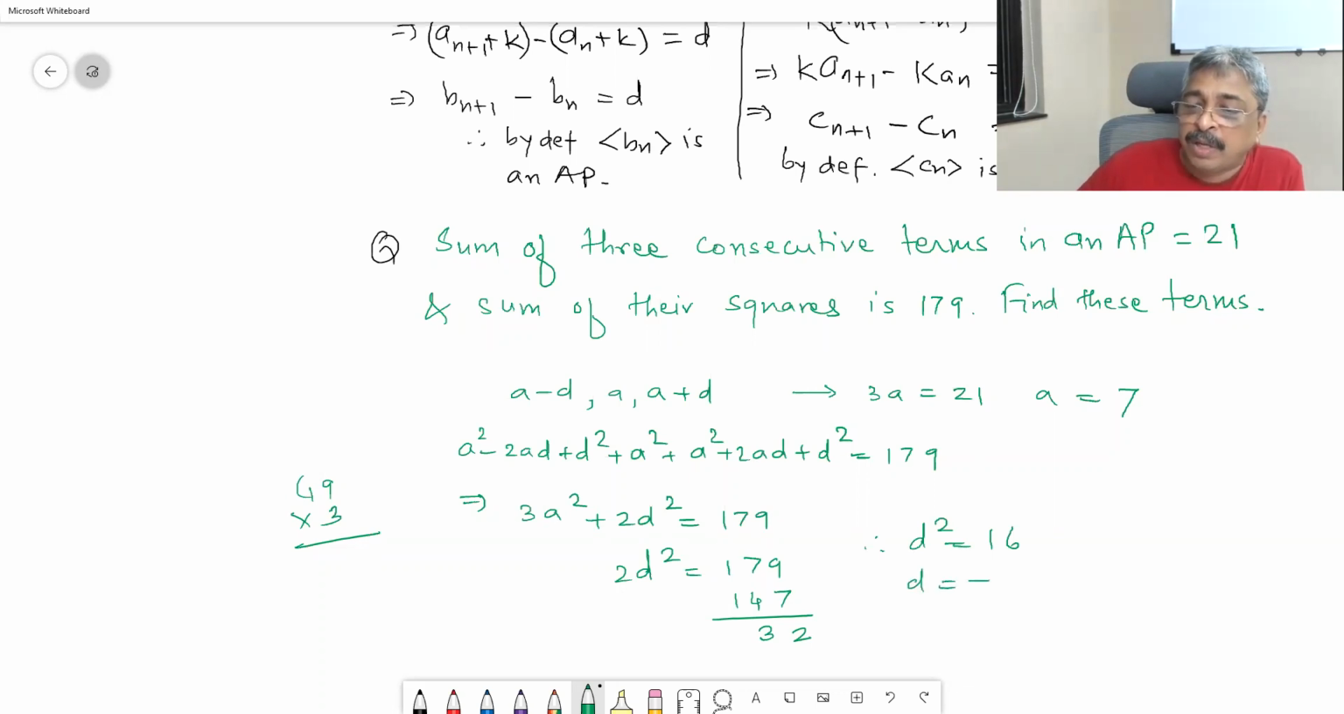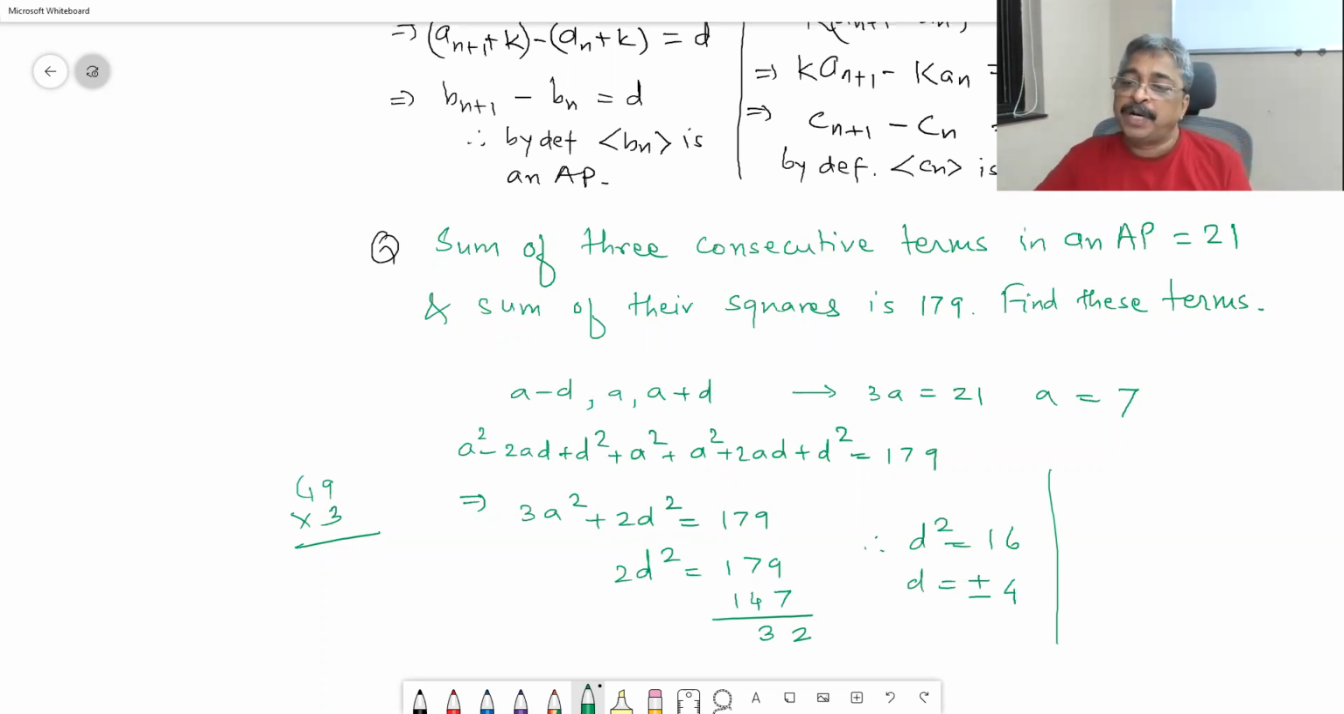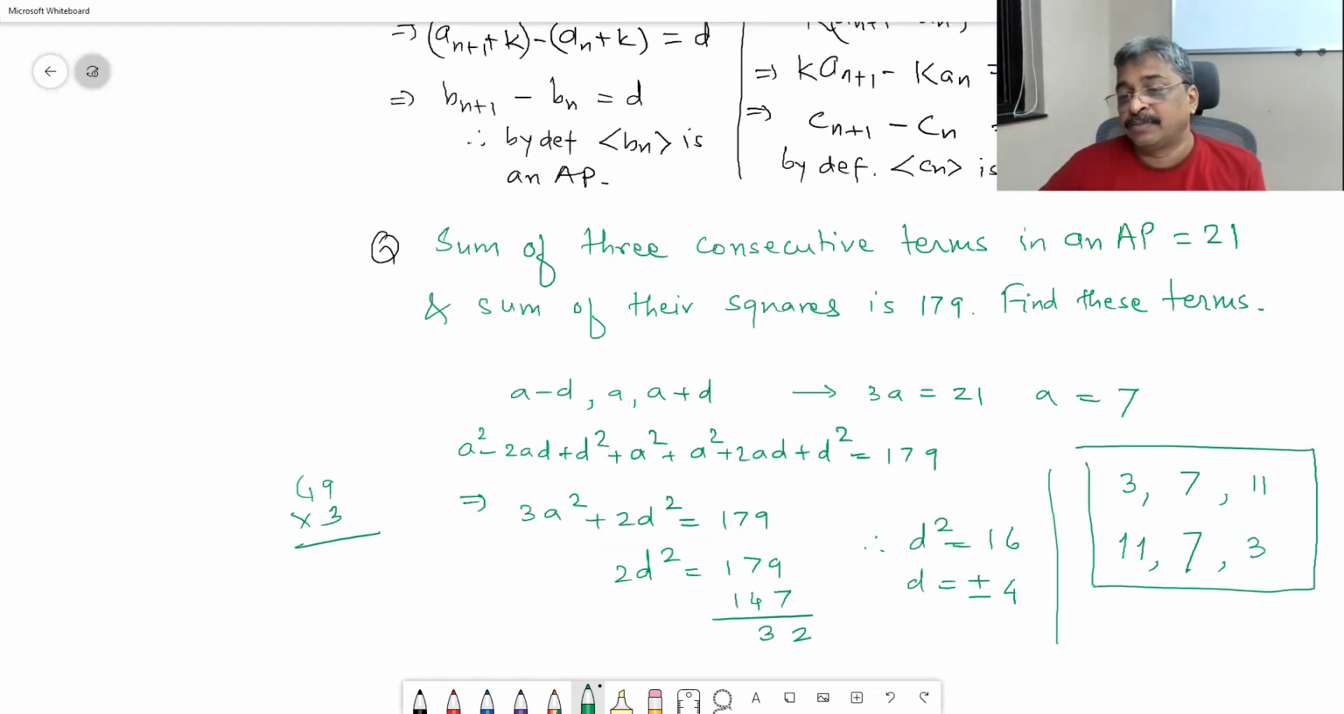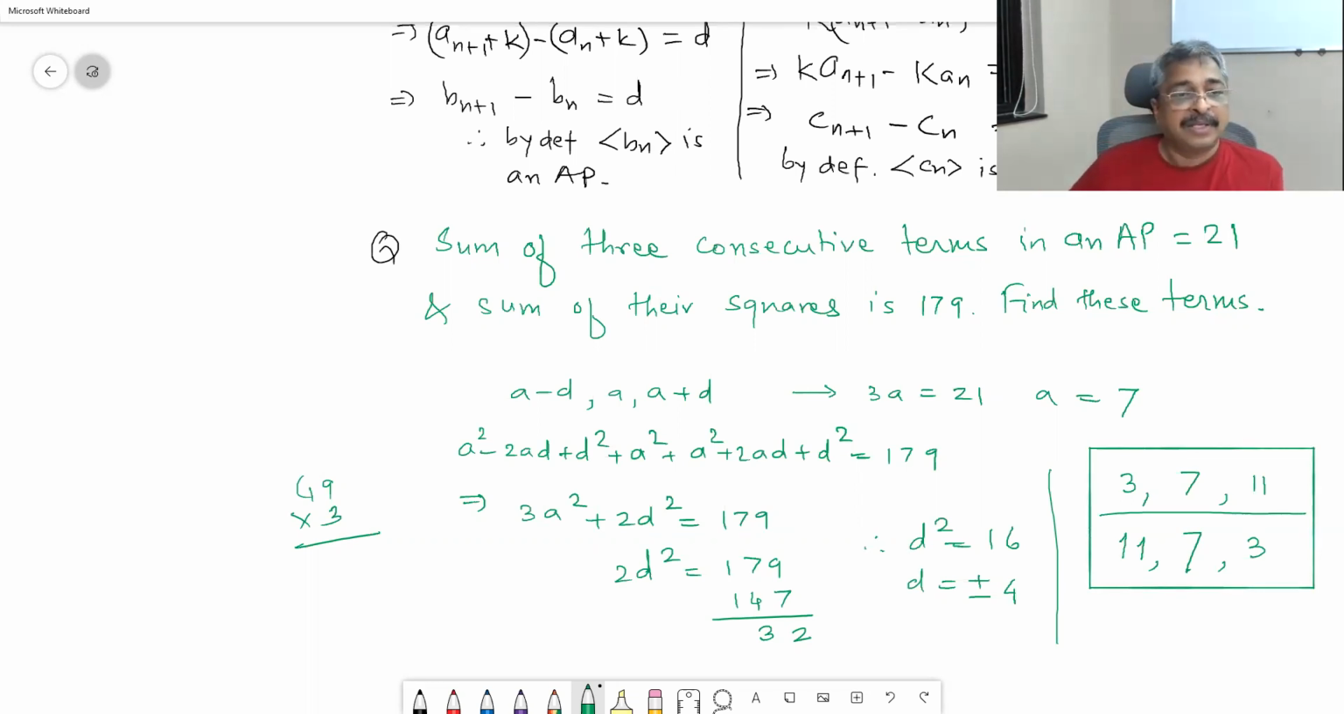Therefore d can be plus or minus 4, and therefore if the middle term is 7 and if d is 4, then the earlier term is 3, next term is 11. If the middle term is 7, if d is minus 4, first term is 11, third term is 3. This is your complete answer for 6 marks and not just 3, 7, 11. You have to be alert. This was easy.